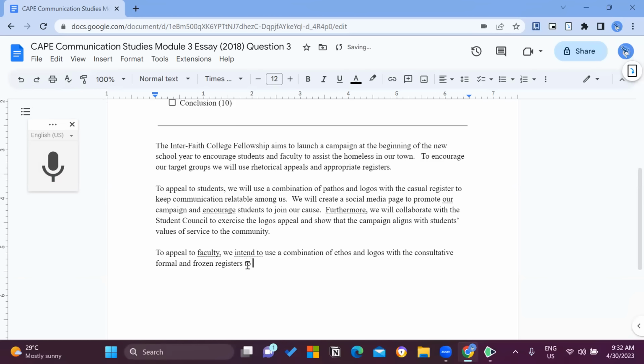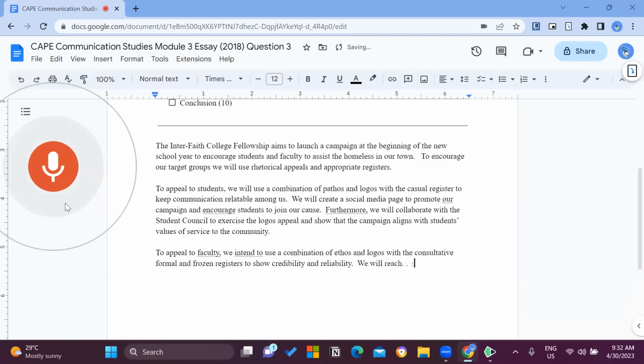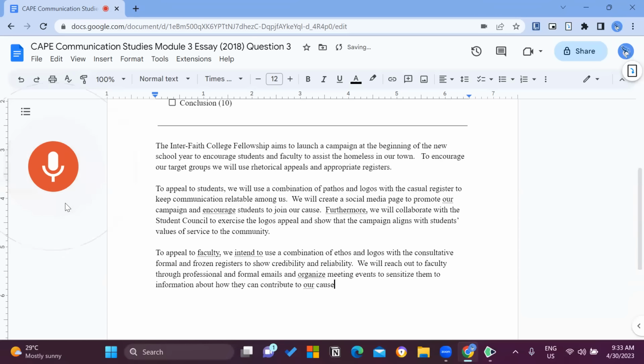And of course, why? To show credibility and reliability. We will reach out to faculty through professional and formal emails and organize meeting events to sensitize them to information about how they can contribute to our cause. So that's the plan, right? I'm telling you the plan and how all of this relates.